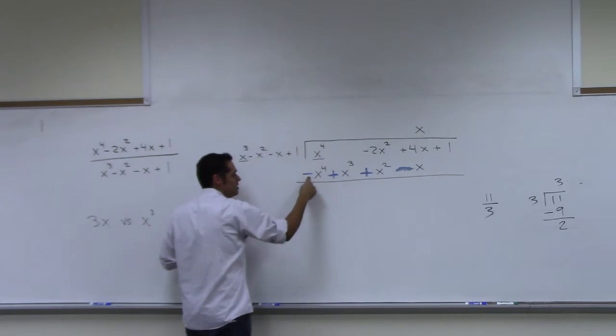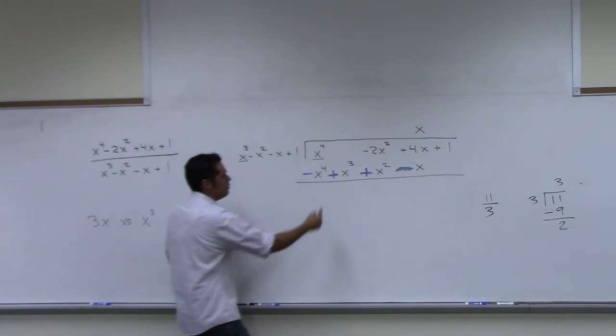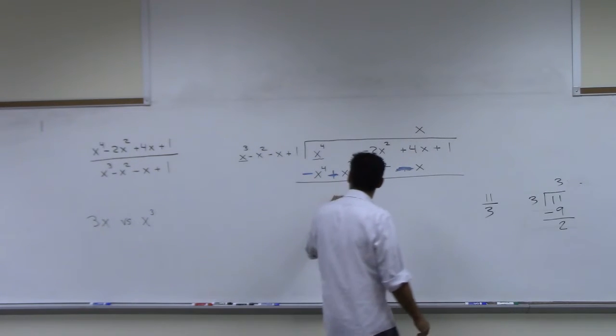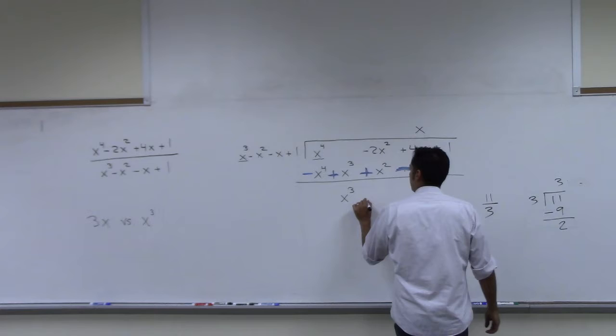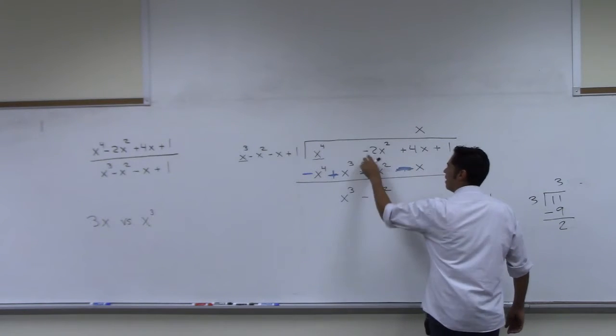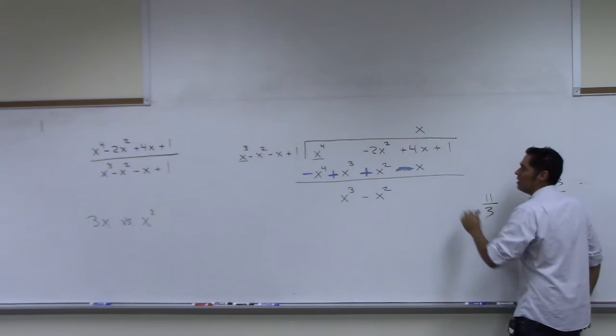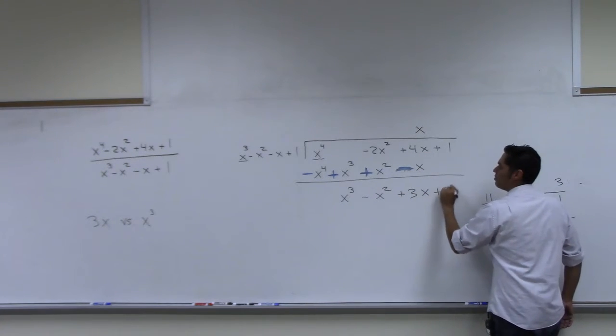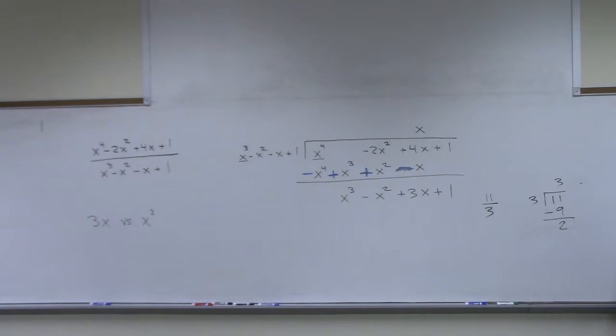What's x to the fourth minus x to the fourth? Zero. That's gone. That's what you wanted to happen. Then what about this? Nothing plus x cubed is x cubed. Minus x squared, because negative 2x squared plus an x. And then how about here? Plus 3x, and then plus 1. Okay. So far, okay?